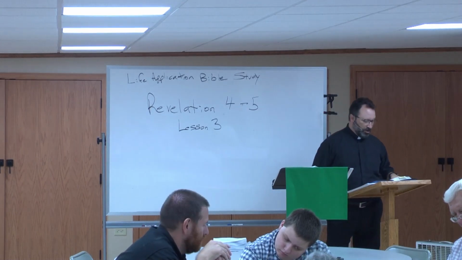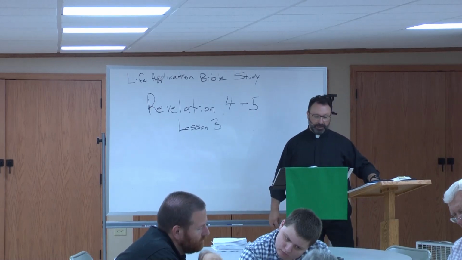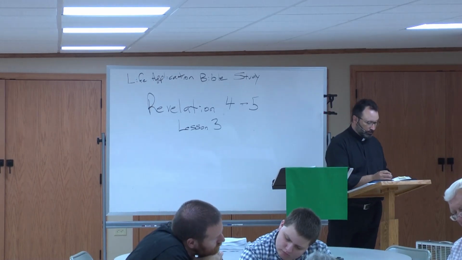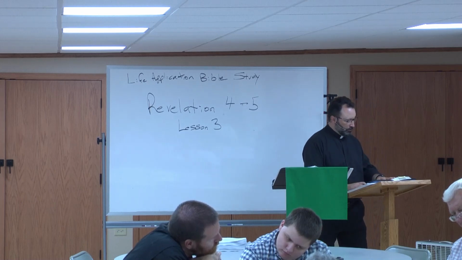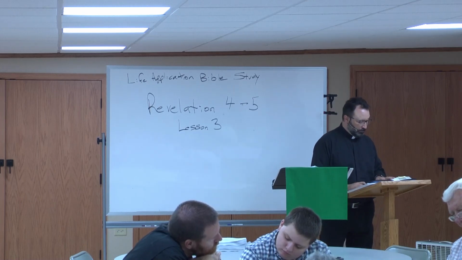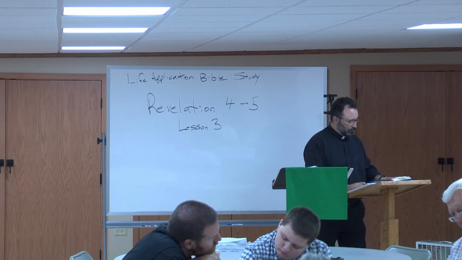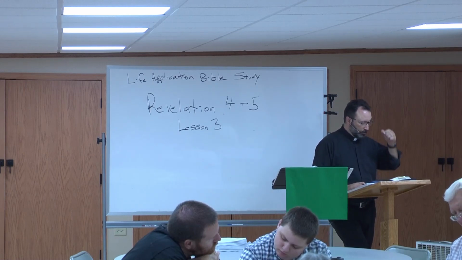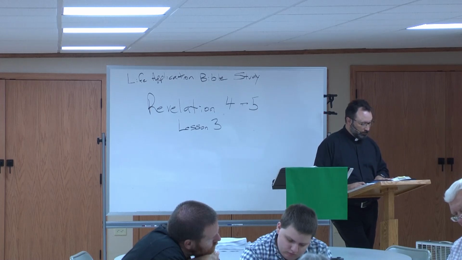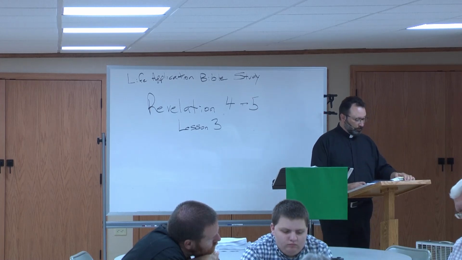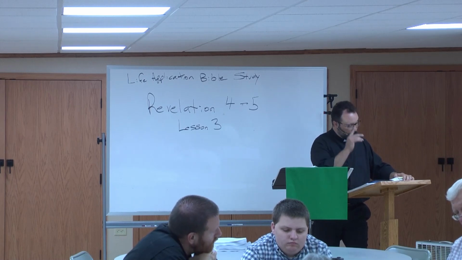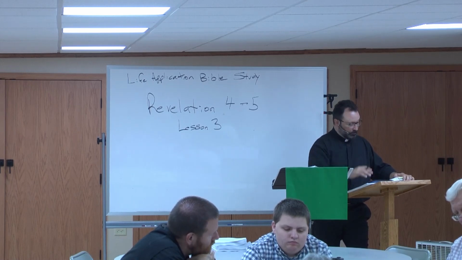Revelation 5:1-7, please. Then I saw in the right hand of him who was seated on the throne a scroll written within, and on the back sealed with seven seals. And I saw a strong angel proclaiming with a loud voice, "Who is worthy to open the scroll and break the seals?" And no one in heaven or on earth or under the earth was able to open the scroll or to look into it. And I began to weep loudly because no one was found worthy to open the scroll or to look into it.